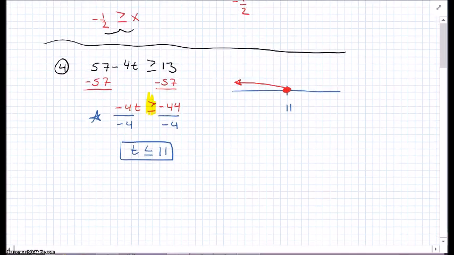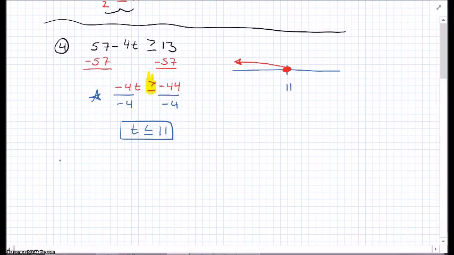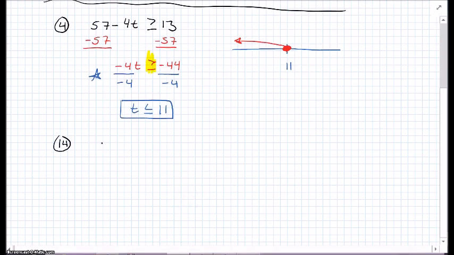Okay, next one, number 14. The length of a picture frame, so I'm going to start writing this as I'm reading. The length of a picture frame is 3 inches greater than the width. So the length is the width plus 3. The width we'll just put as W. The perimeter is less than 52 inches.